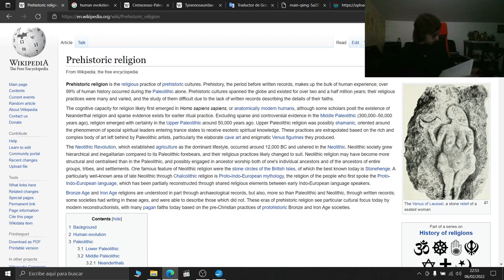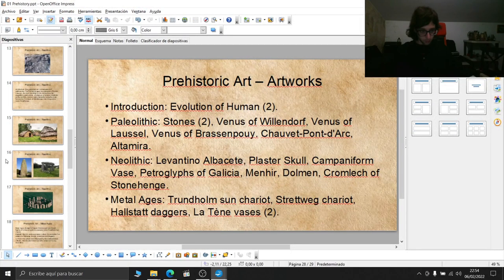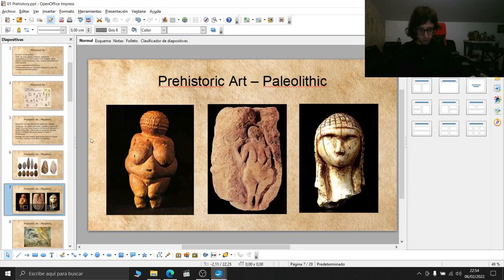So I have a scheme here divided in Paleolithic, Mesolithic, Neolithic, and Metal Ages. And it's going to be some kind of progression. So starting in Paleolithic, characteristic of the religion or mythology that supposedly it is believed that they practiced: symbols of fecundity as the Venus statues, like this one, or these ones.